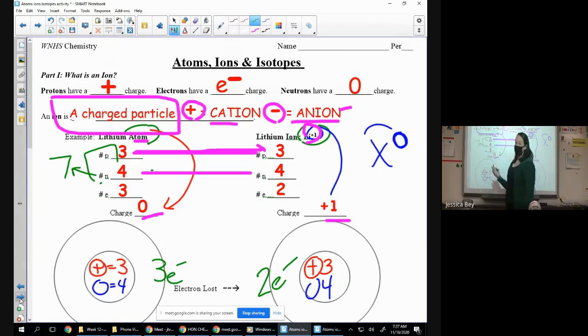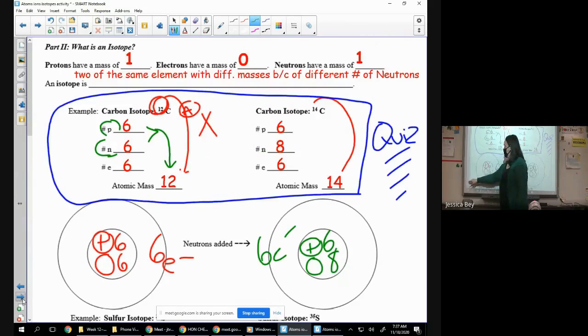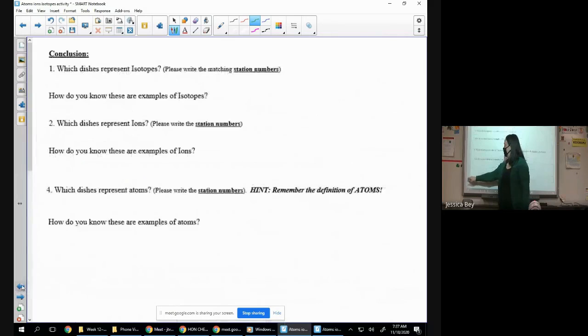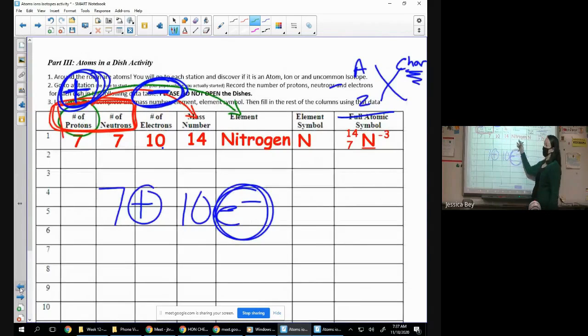You might have to be able to define ions, isotopes, tell me the parts of the periodic table, like where you find the atomic mass, all that kind of good stuff. I can also guarantee you on your test, you will look at a petri dish, and then you will have to fill in this chart, okay?